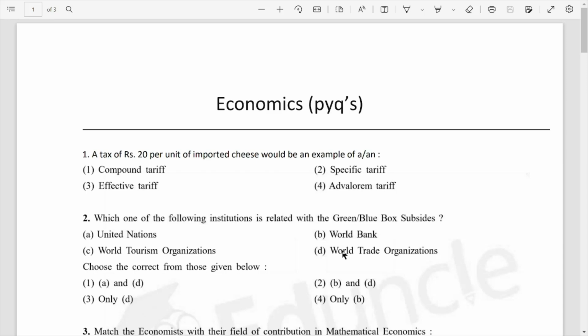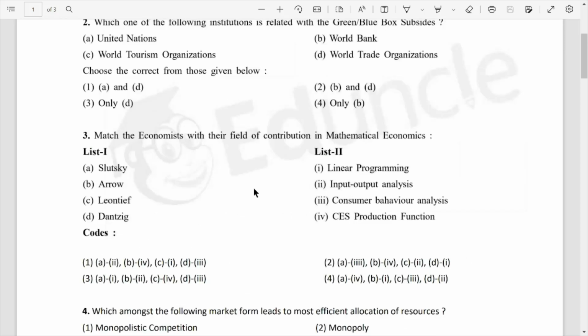So the correct option would be three, only D. The WTO was established on 1st of January 1995. It is a successor of GATT, the General Agreement on Tariff and Trade, which was established in 1948. Now, the next question is: match the economists with their field of contribution in mathematical economics. These are the economists, and these are some theories, so we have to crisscross match them.